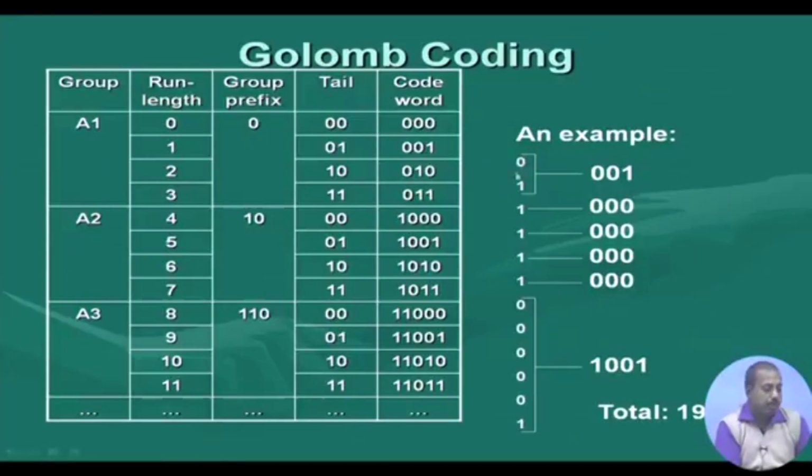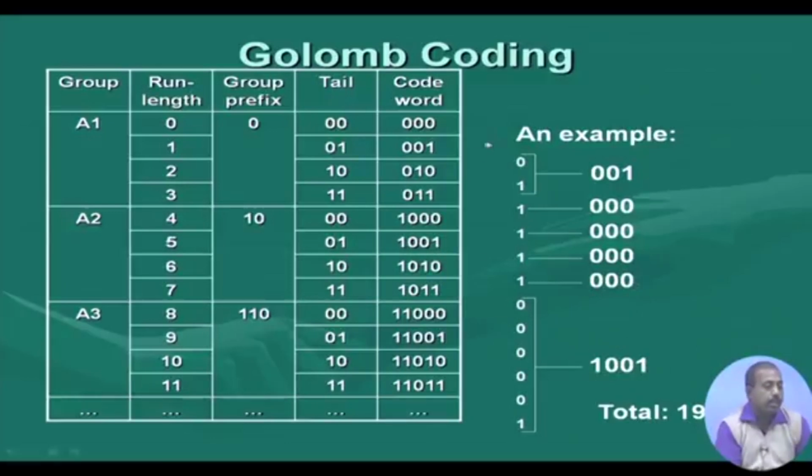Now suppose we have got a test pattern like this: 0, 1, all these ones, and 0, 0, 0, 1. Here I have got a run length of 1, a single 0, so it is replaced by 0, 0, 1. Then a run length of 0 is coded as 0, 0, 0. All these are coded as 0, 0, 0. Now this part, it's a run length of 5, sorry, so it is replaced by the code 1, 0, 0, 1.